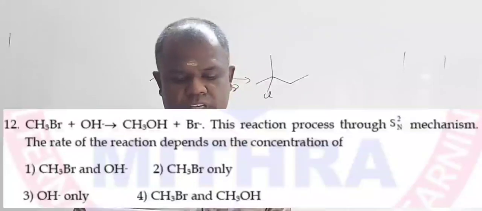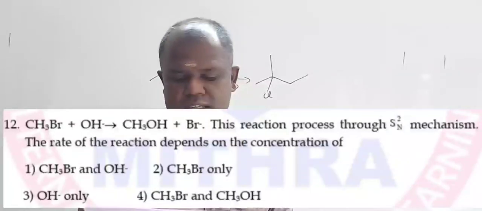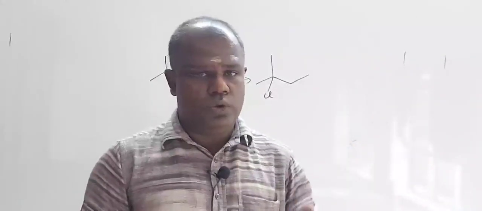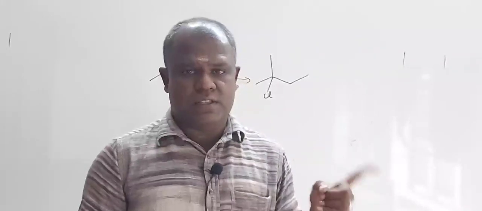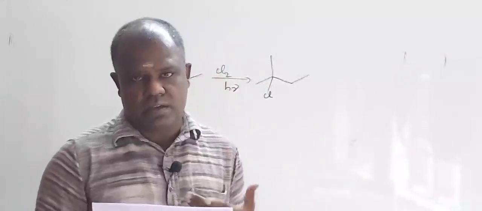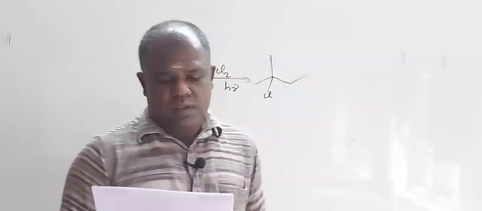CH3Br plus OH minus gives CH3OH plus Br minus. This reaction follows the SN2 mechanism. The rate of the reaction depends on, see, SN1, SN2, you know the difference. In SN1 the rate determining step contains only RX. In SN2, RX and the nucleophile OH minus both control the rate. Here it is SN2, so it means CH3Br and OH minus.